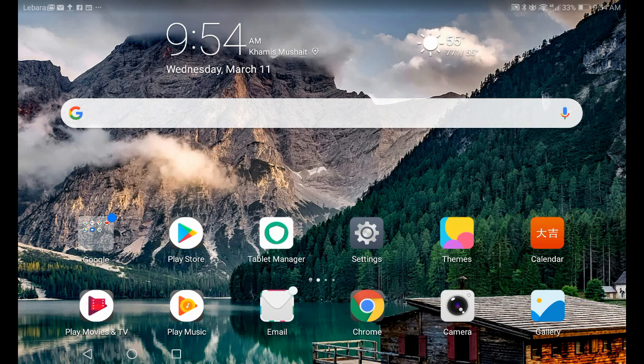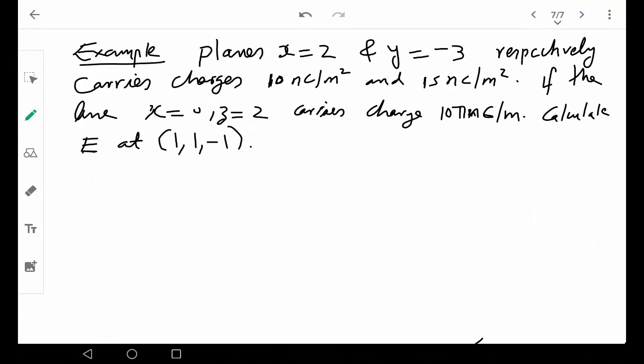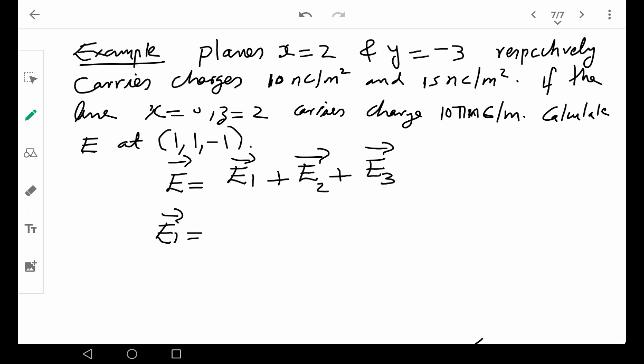because of the charges. So you can have the total electric field E given by E1 due to plane x equal to 2. This is because of the plane x equal to 2. And E2 due to y equal to minus 3, plus E3 due to the line charge. So I will write E1, because of the surface charge, as rho S1 by 2 epsilon 0 times A1, for example. I don't know what is the direction of A1.